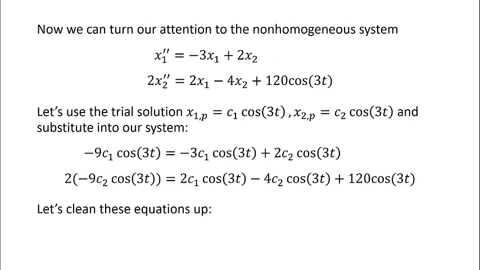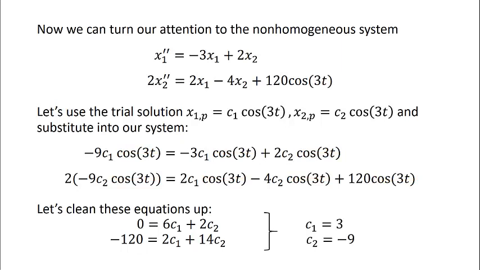We're going to clean these equations up by canceling out those cosine of 3t's. And we end up with 0 equals 6c1 plus 2c2, and negative 120 equals 2c1 plus 14c2. We solve the system and get that c1 is 3, c2 is negative 9. So in our particular solutions, we're going to replace c1 with 3, c2 with negative 9, and there we go.